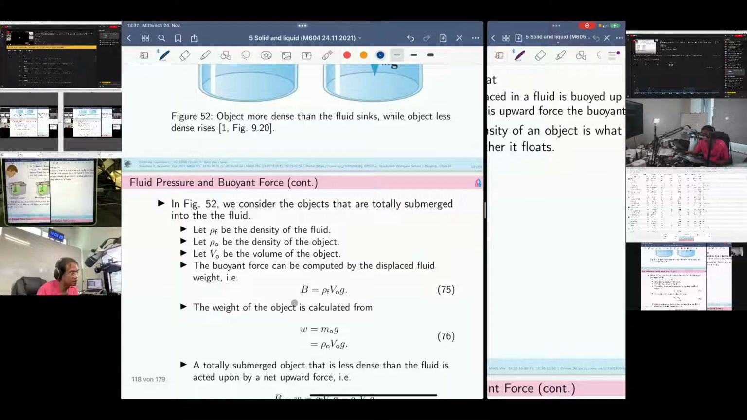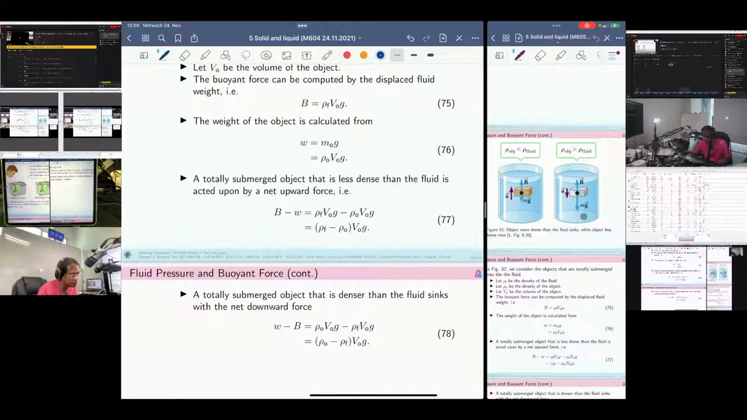The VO, which represents the volume of the object of that material, and the gravitational acceleration on Earth, right? We live on this planet, right? When you move the common factors VO and G out of this difference, you get this one, right? And a totally submerged object that is denser than the fluid sinks. Okay, any object that's fully submerged into the liquid, it means that object has more density than the fluid.